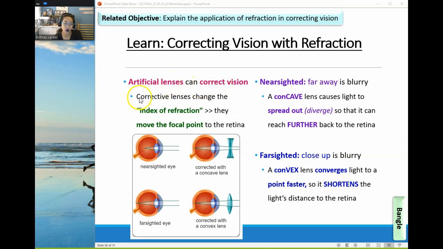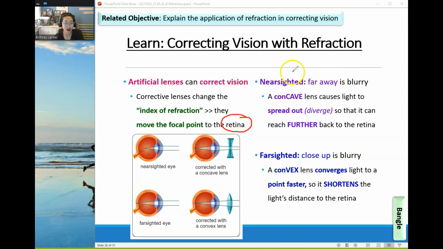So artificial lenses or corrective lenses change the index of refraction. They change how much the light bends. And what that means is they're literally moving the focal point so that it hits the retina. Again, we're trying to get the light to hit the retina, okay?